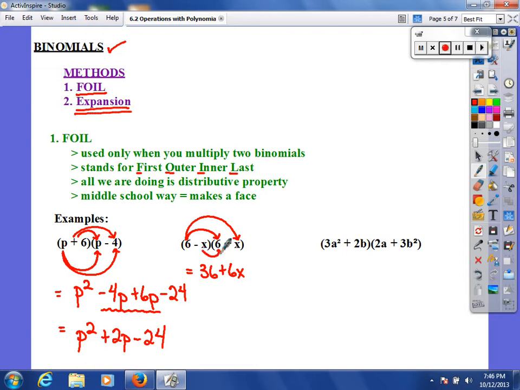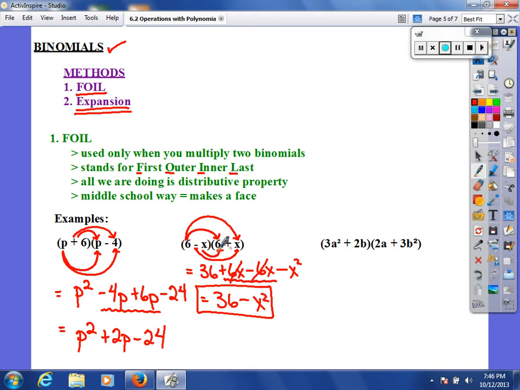Inner, the two inside ones: a negative times a positive is negative. Careful there. And then last, a negative times a positive is negative. X times x is x squared. Then we look at the two middle ones. Ooh, there it is. That's what makes this one so special, those two middle ones cancel each other out. And then what we have is 36 minus x squared as our final answer for this one.